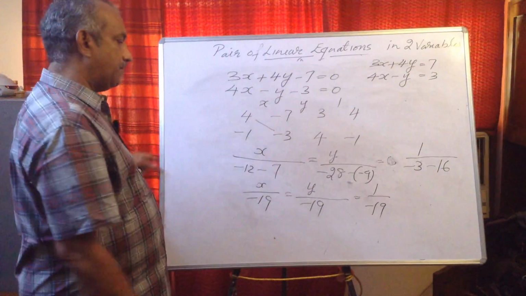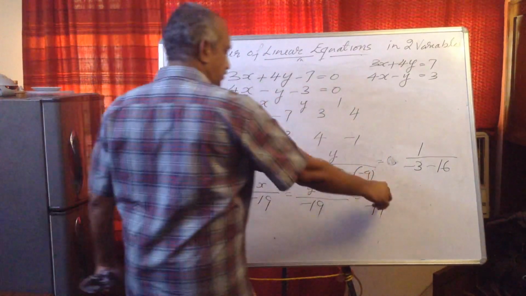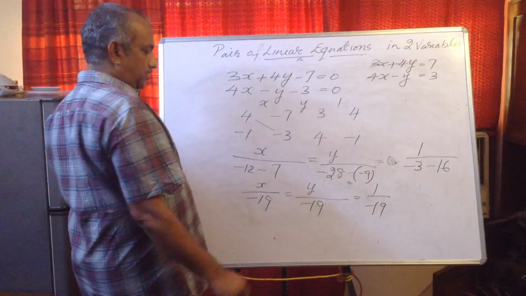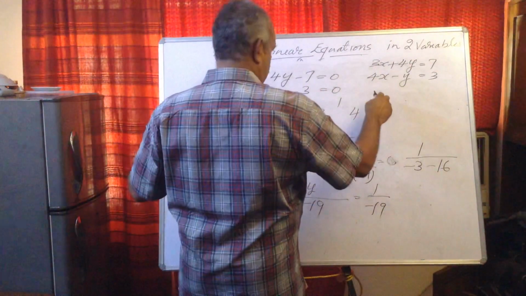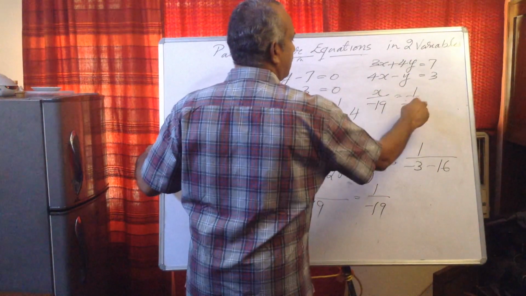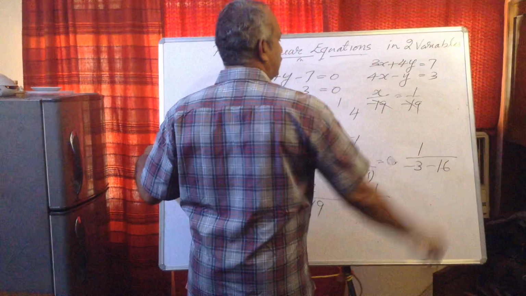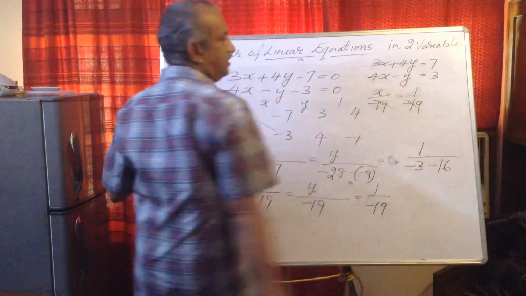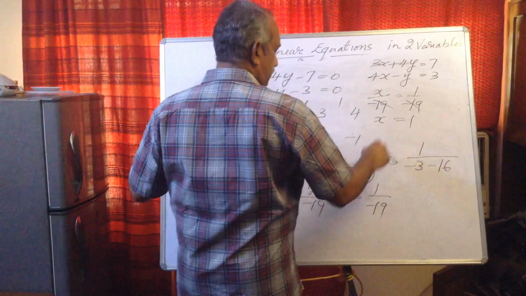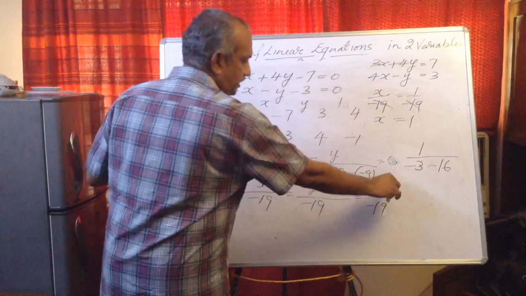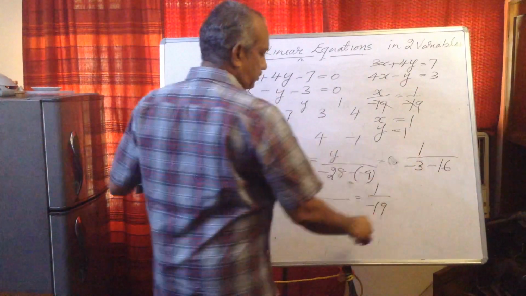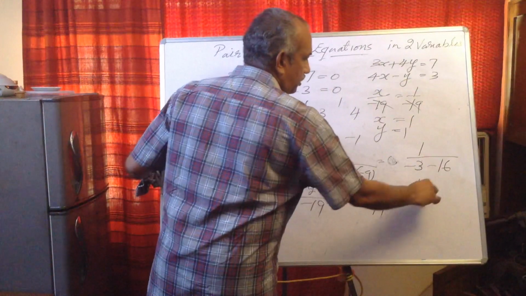Now if we compare these, we are getting directly in the place of x it is 1. So x upon minus 19 is equal to 1 upon minus 19. These two you can cancel, or you can take minus 19 to that side and cancel. So we get x is equal to 1, and similarly when we take minus 19 to the other side, you will get y is equal to 1. So the solution is again (1, 1).